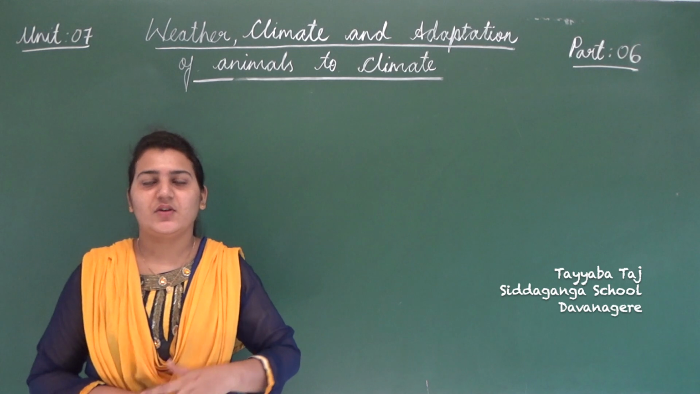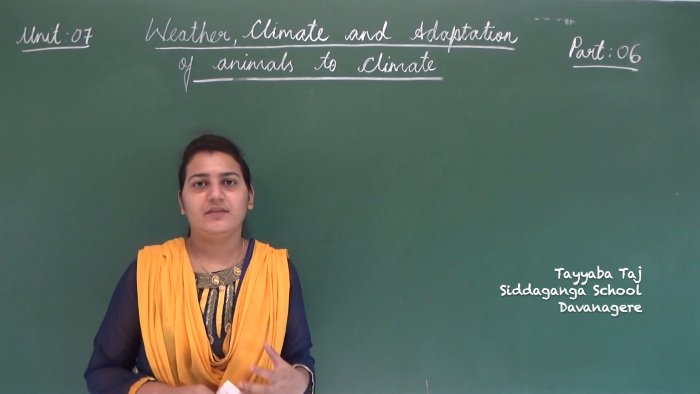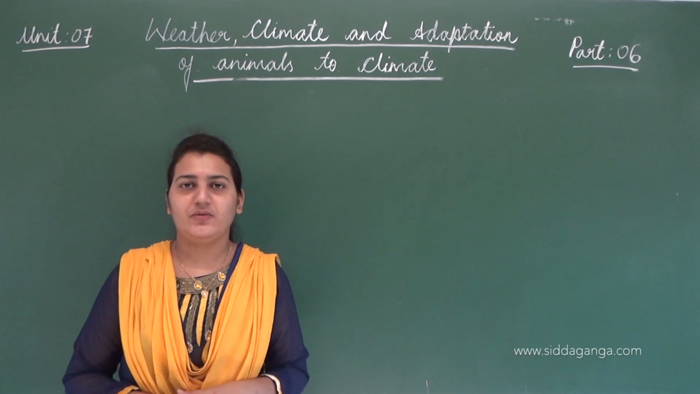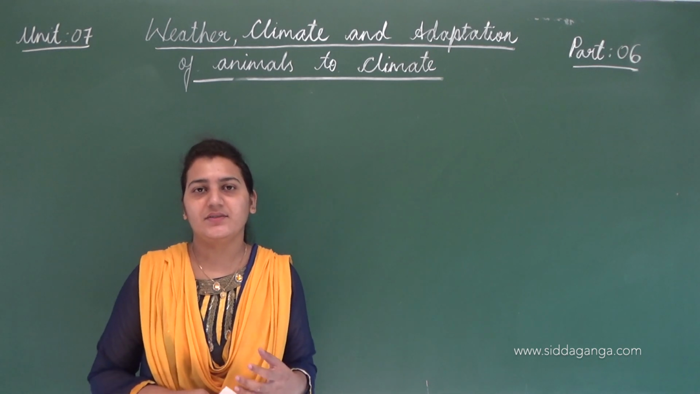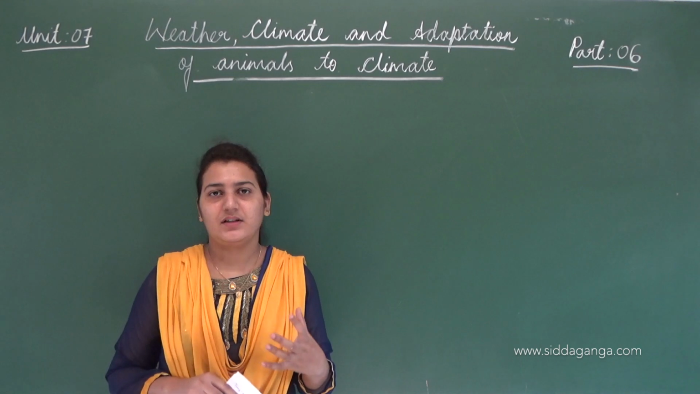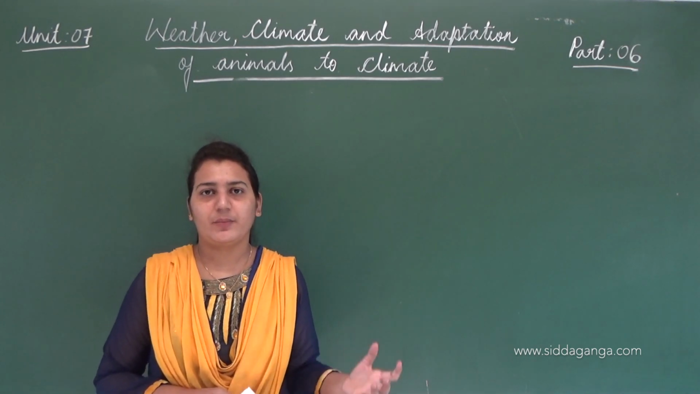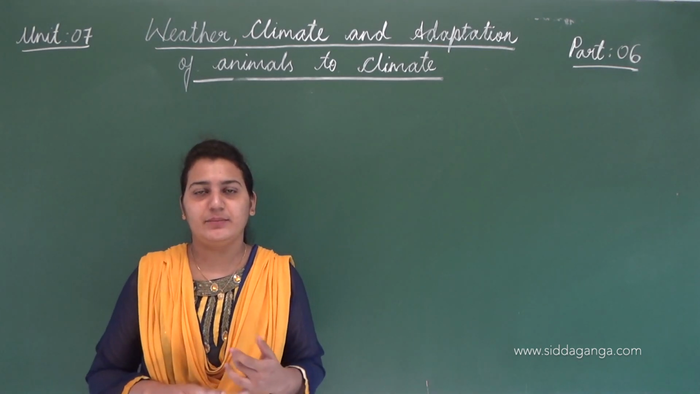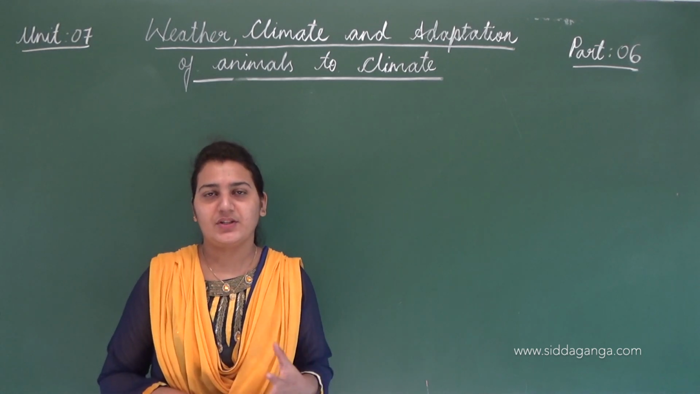Hello students, we have been studying the chapter weather, climate and adaptations of animals. In the previous class we have seen the adaptations of different animals. That is, we have seen the adaptation of animals living in the tropical rainforest region, that is elephant and bearded ape. Also we have seen the adaptation of camel.